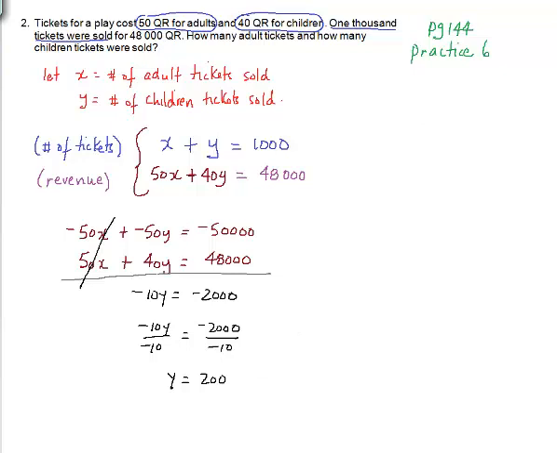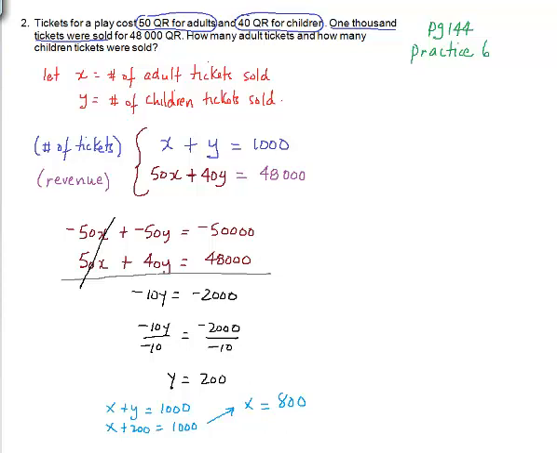Now that means, of course, if they add up to 1,000, right, then we can see very quickly that if x plus 200 equals 1,000, then x must equal 800. So it looks like my answer is 200 children's tickets and 800 adult tickets. That definitely adds up to 1,000.